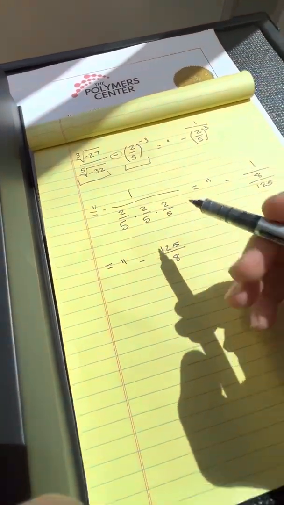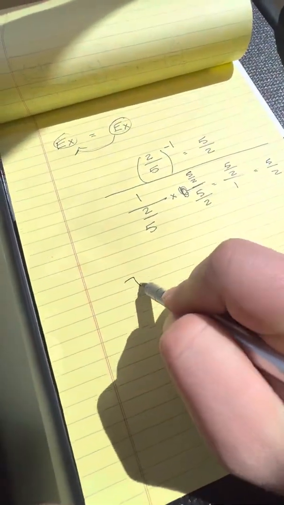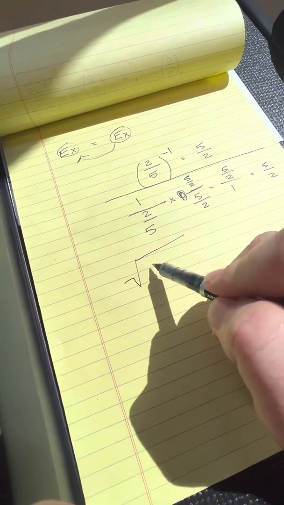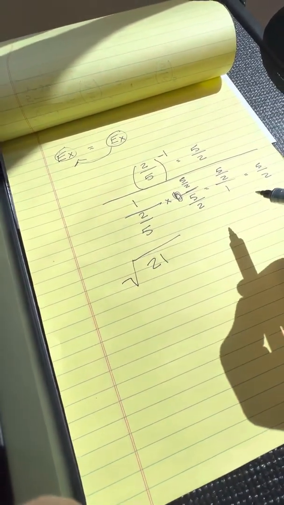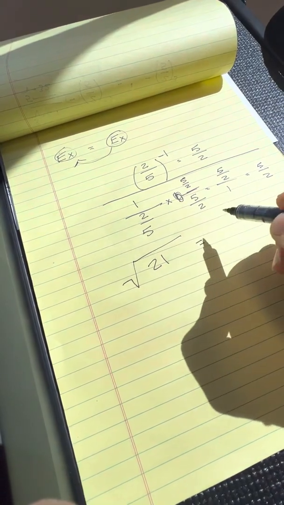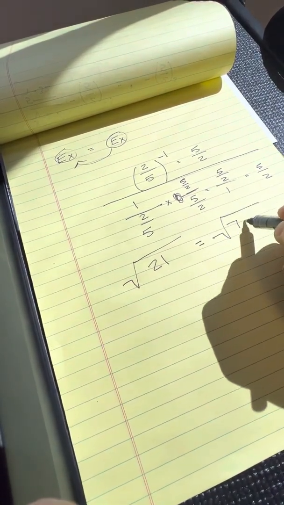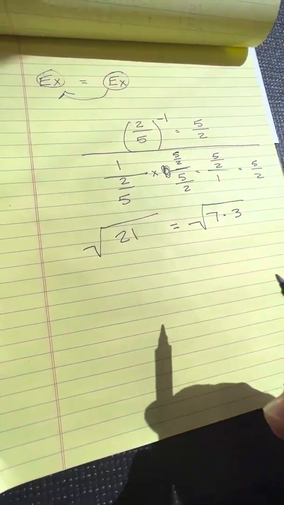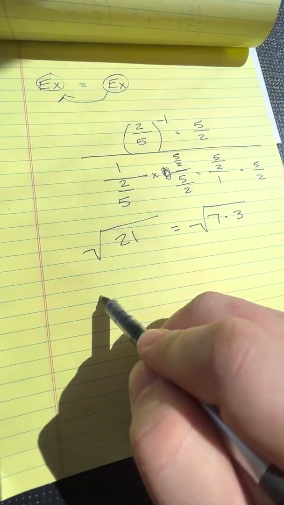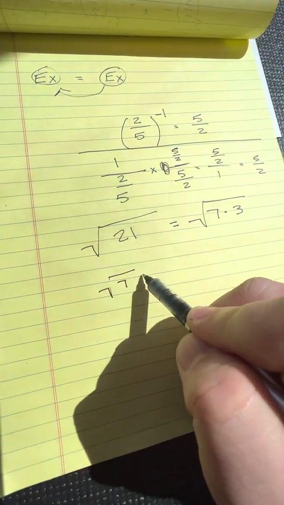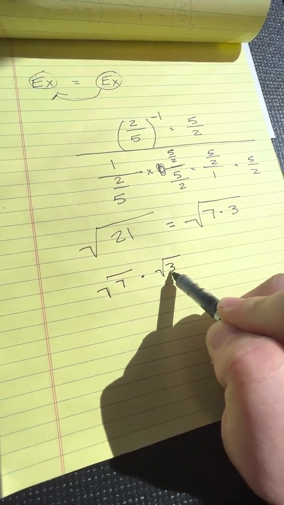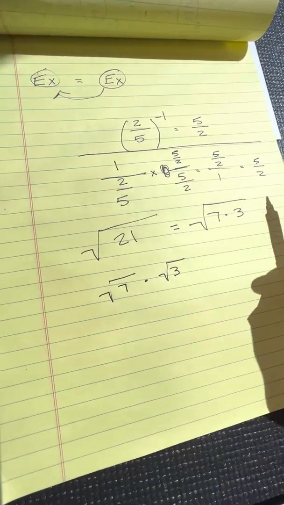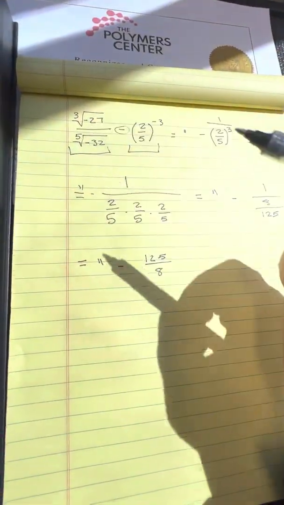But with roots, we'll just say like this is a square root. A good example would be the square root of 21. And 21 is just 7 times 3, right? So you can break that down a little bit more. And from there, you can break that into the square root of 7 times the square root of 3. So you can split up roots just like that, and that's what we're going to have to do in order to break this one down.